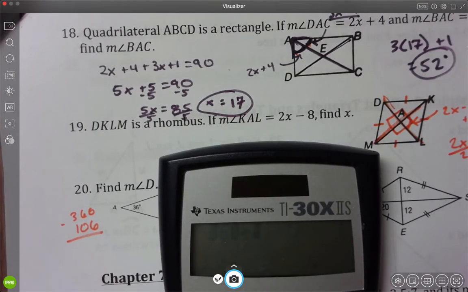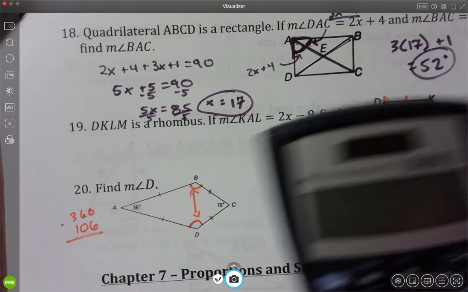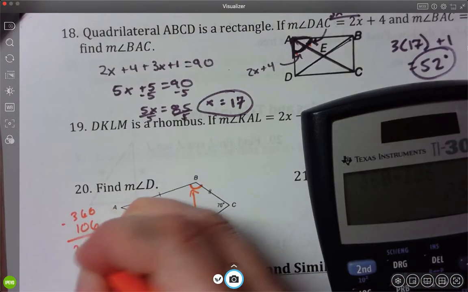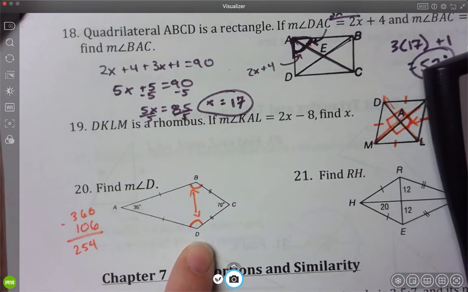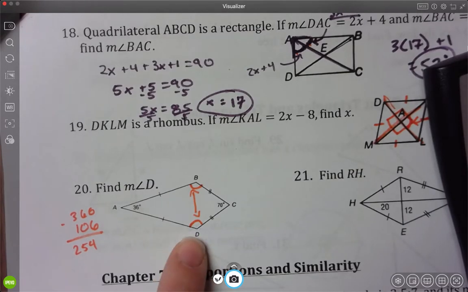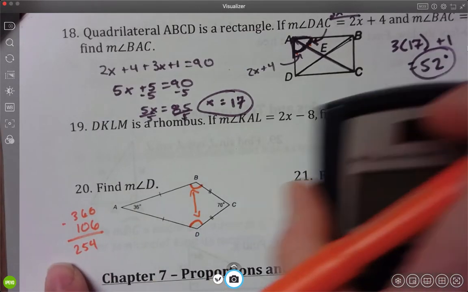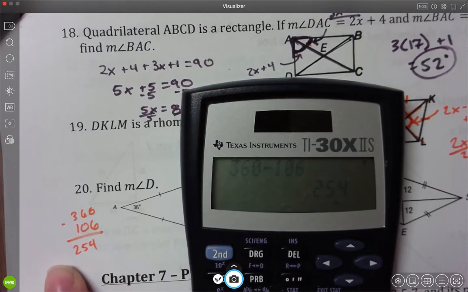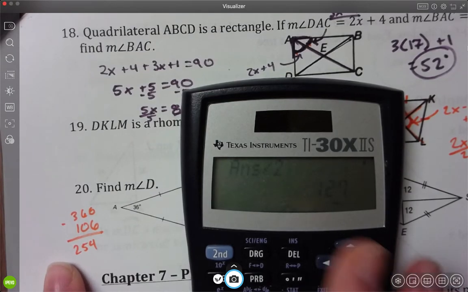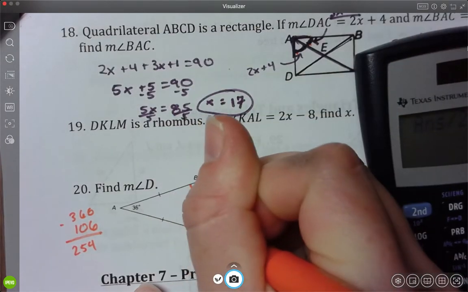360 minus 106, and I'm going to try to do that in my head, 254. Okay, so these two added together have to be 254, so one of them individually is half of 254, since they're both the same, so I'm going to take that and divide by 2. And each one of them is going to be 127 degrees.